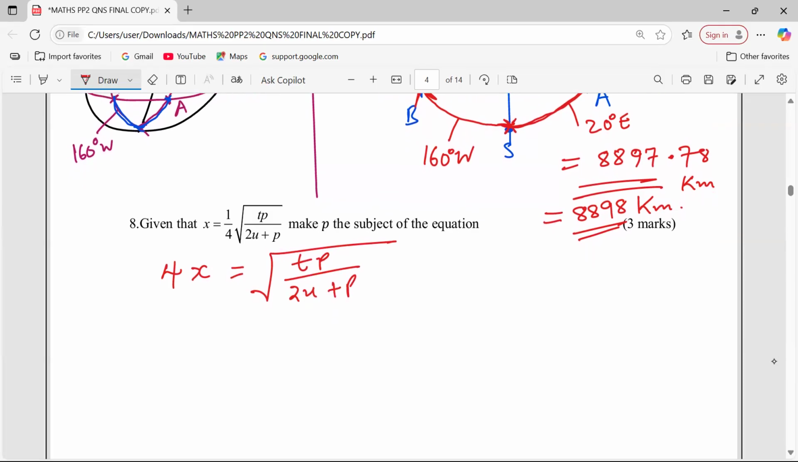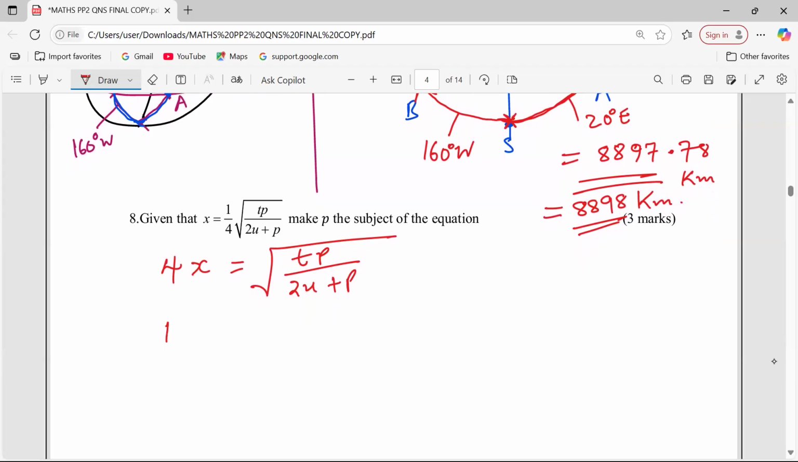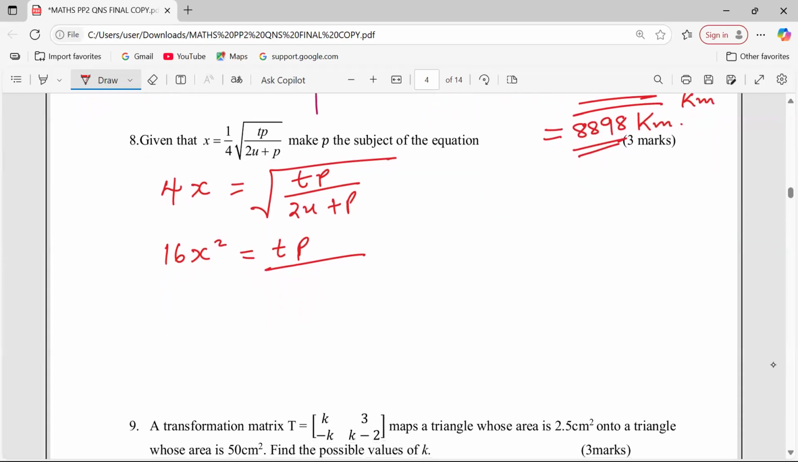Then now I can square both sides. So that this becomes 16x squared equals tp. Remember to square the constant. Some will say x squared and forget that we are squaring both sides. So on the right hand side, the root sign disappears now. That way. Allow me to cross multiply. So that 16x squared multiplies everything here.